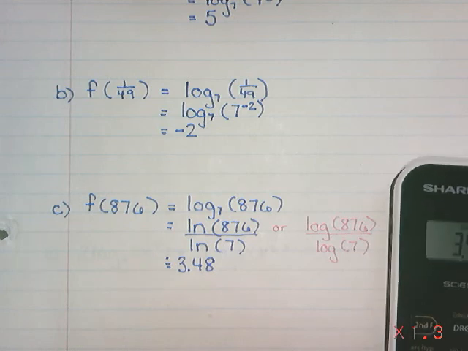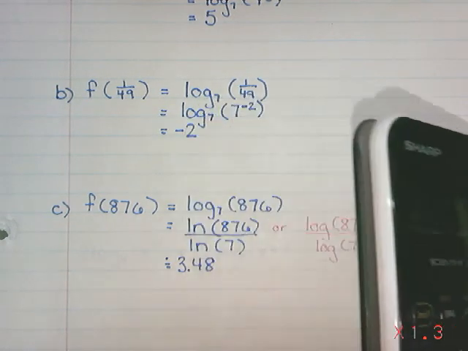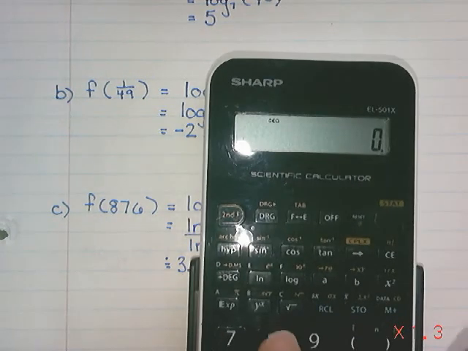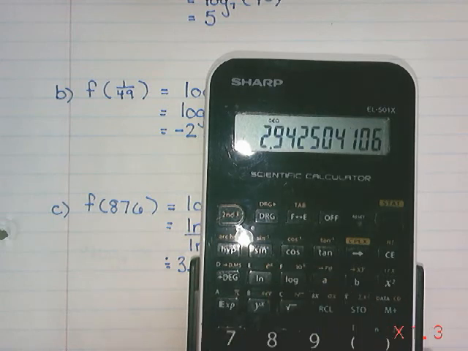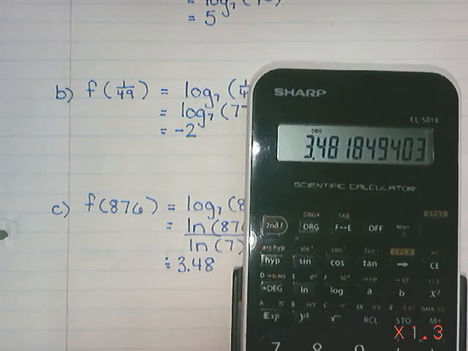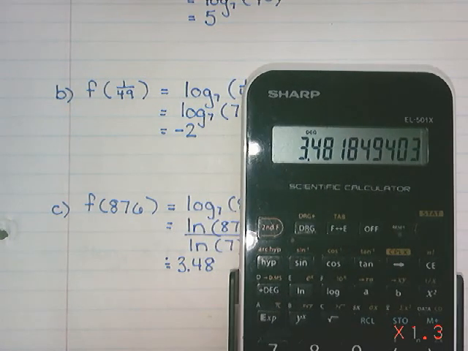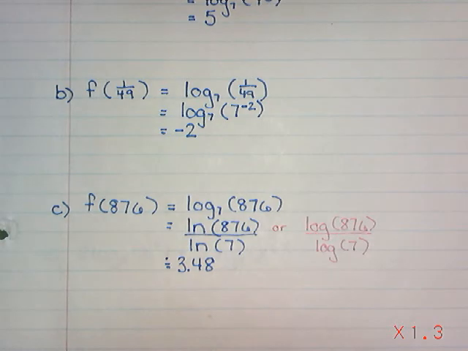And just to show you, if I did log instead of ln, so if I did the log of 876 and divided by log of 7, I also got 3.481849403. So I did get the same answer. All right, so that's it for question 1. I will see you in the next video to do question number 2.